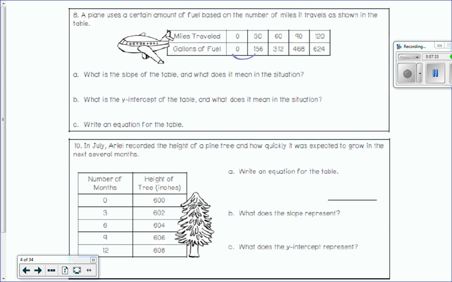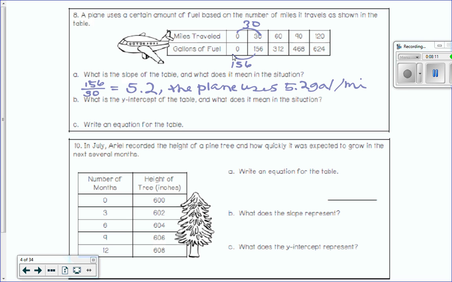So our change in y is 156, and our change in x is 30, right? 156 divided by 30 is what? About 5.2? Yeah. Agree with that? Okay, and so what does that mean? The plane weighs 5.2 tons. Good. The plane uses 5.2 gallons per mile. Is that right? All right.